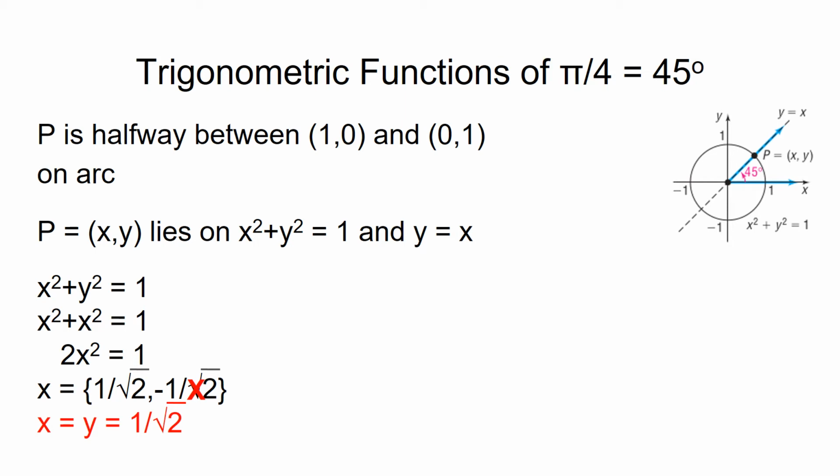Since the point (x, y) lies in the first quadrant, we know that x cannot equal minus 1 over the square root of 2. So x equals 1 over the square root of 2, and so does y, since they must be equal.